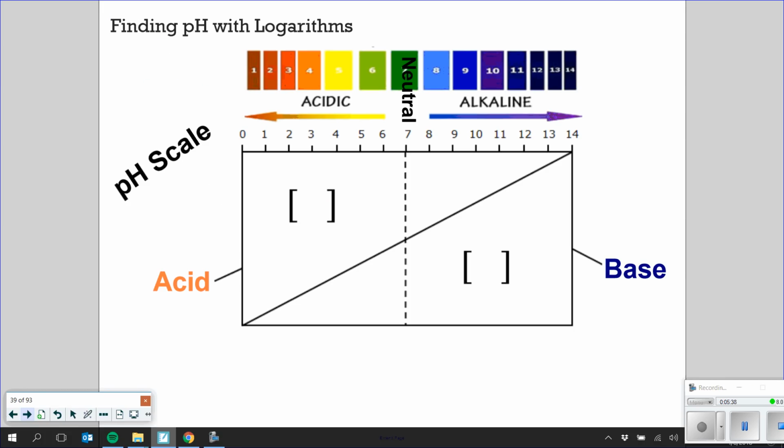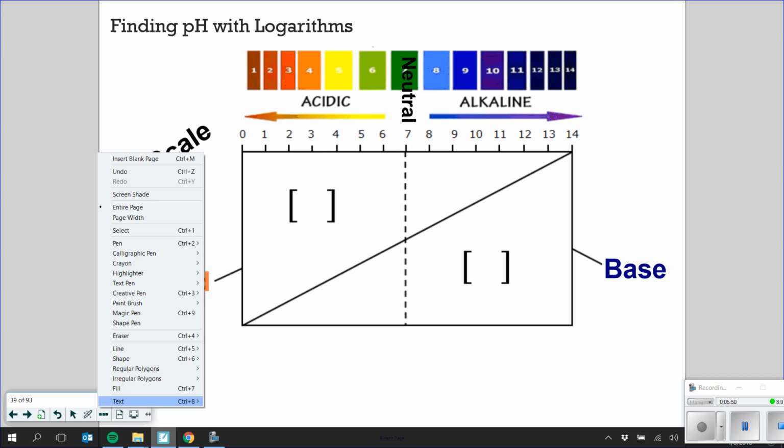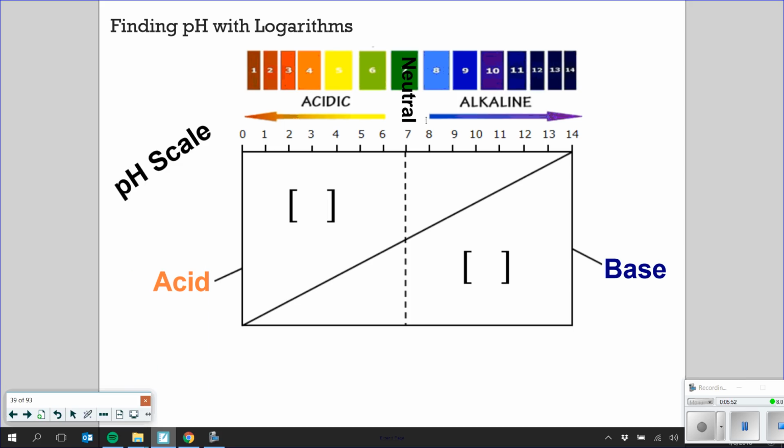Now we're going to talk about pH, and pH is a scale that we use to determine whether or not something is acidic or basic. It's on a scale of 1 to 14. If it's right in the middle at 7, it's going to be a neutral solution. If it's between 0 and 7, it's going to be acidic, and if it's between 7 and 14, it's going to be basic.